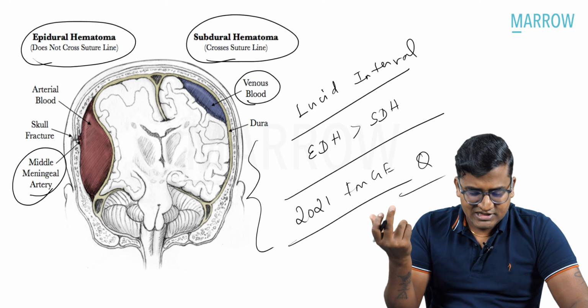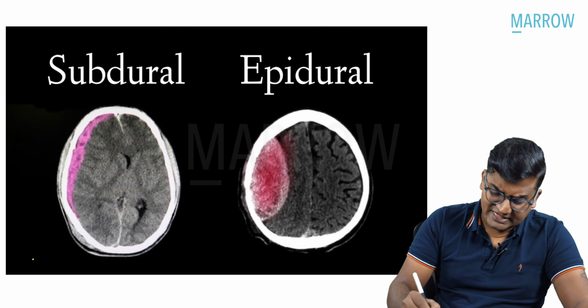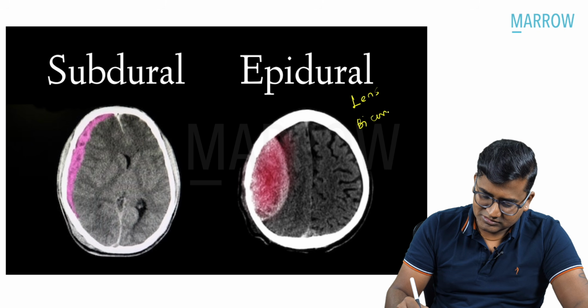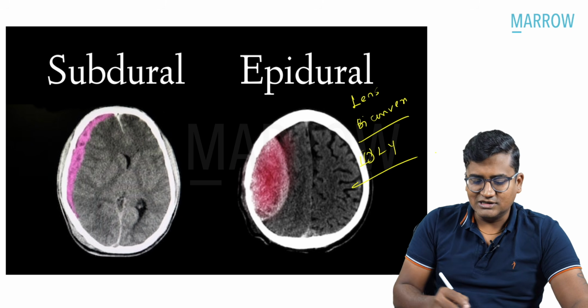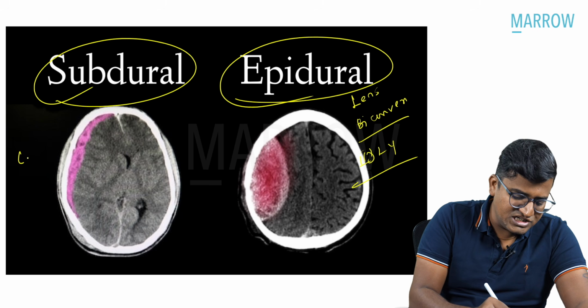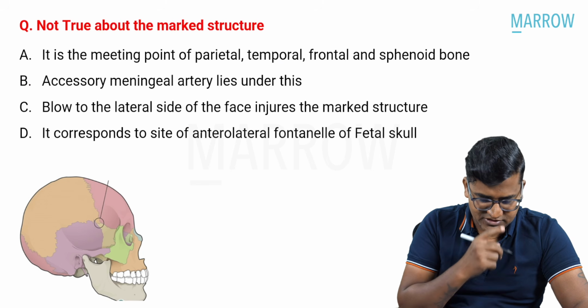Now in CT, we know that epidural hemorrhage looks like a lens shape or a biconvex shape, or some will say idli shape. No problem, we can add that: idli shape is the shape of epidural hemorrhage on non-contrast CT. The subdural hemorrhage is C shape or crescent shape. Now see the question.